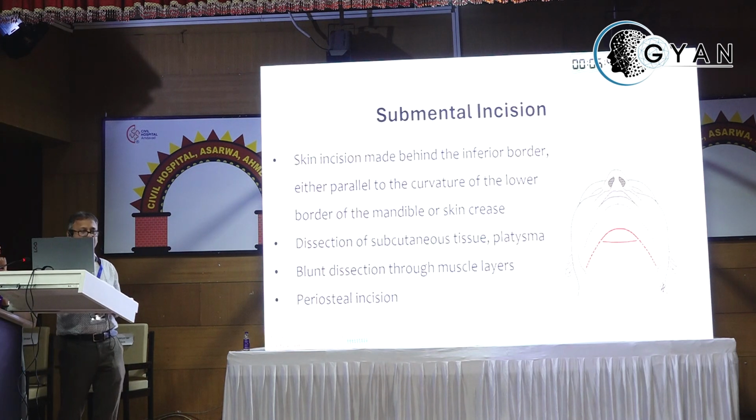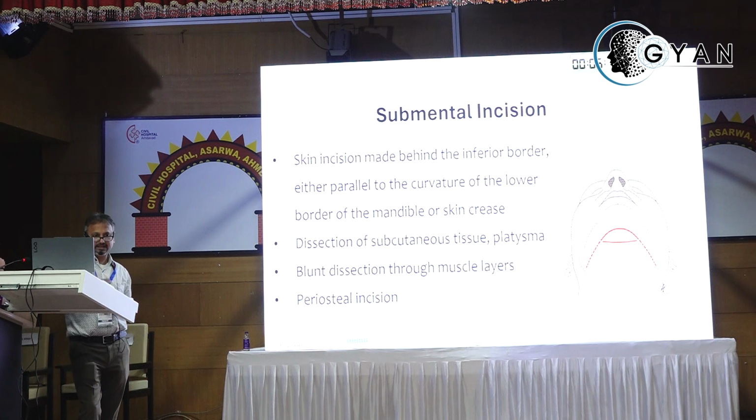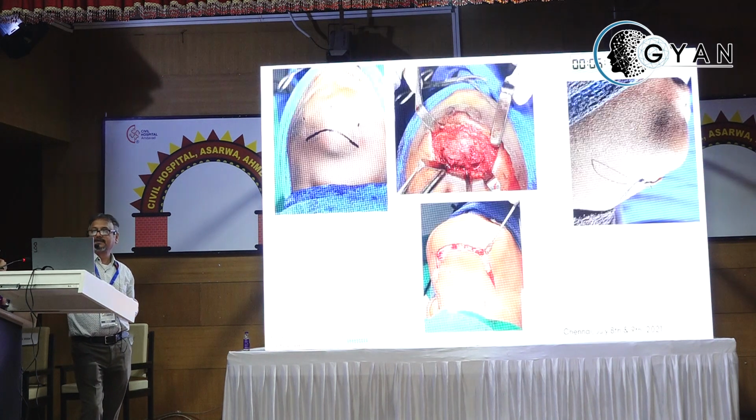Submental incision: most often you see a lot of lesions where you can use it for IND, and you can use it for intubation, and for some of the tumors mostly on the lingual side of the mandible. It is a parallel incision, corresponding to the curvature of the lower part of the mandible. Dissection goes through the skin, subcutaneous tissue, and platysma. Once you are into the muscle, always use blunt dissection until you reach the periosteum. So that is the incision.